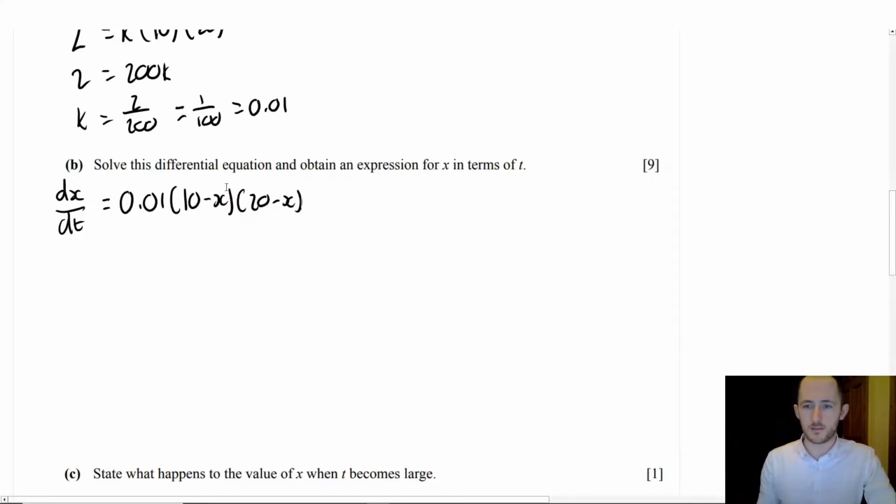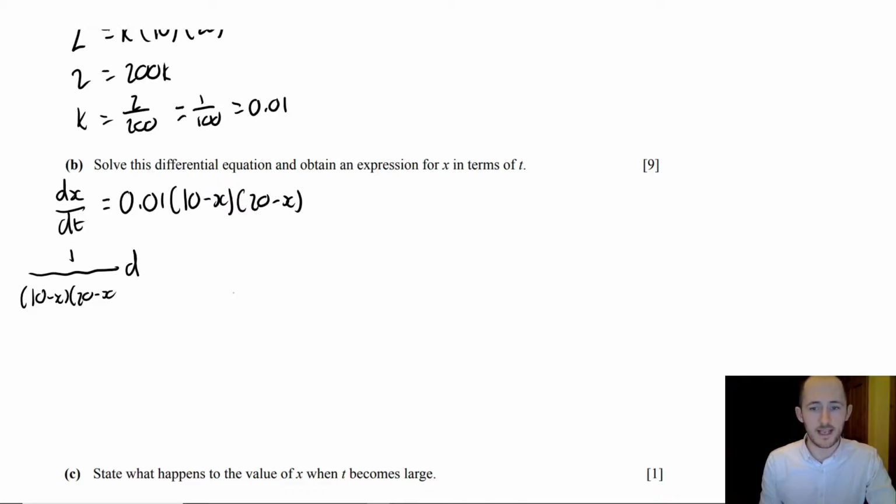So what I'm going to do is move this stuff, which is all to do with x, to the left hand side. To do that I'm just going to divide by 10 minus x, 20 minus x. I'm going to write it like this just for now, and you'll probably see why in a second, because I think it's a bit clearer. And again, I'm leaving dx on this side because dx is part of x. And dt I'm going to move up to the other side.